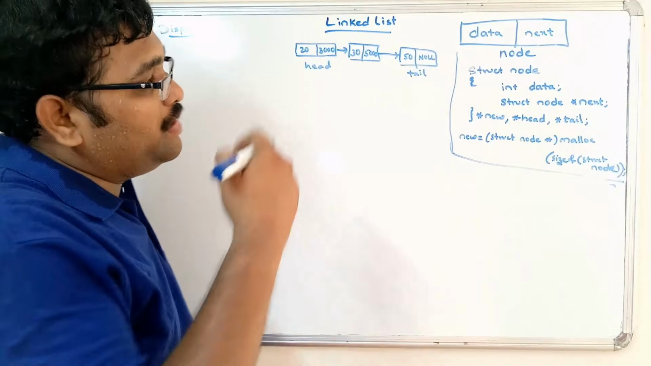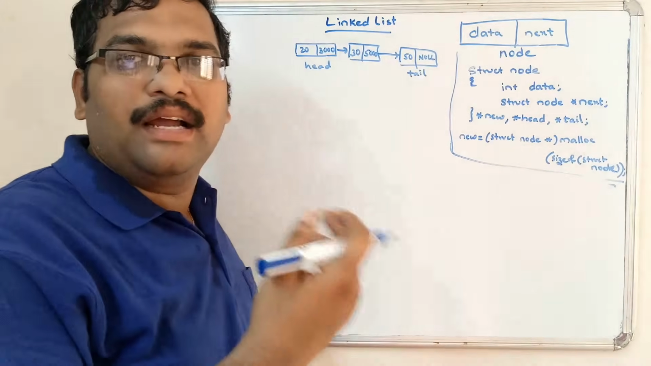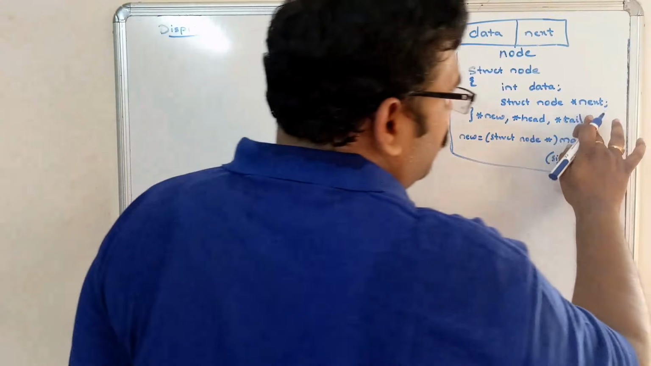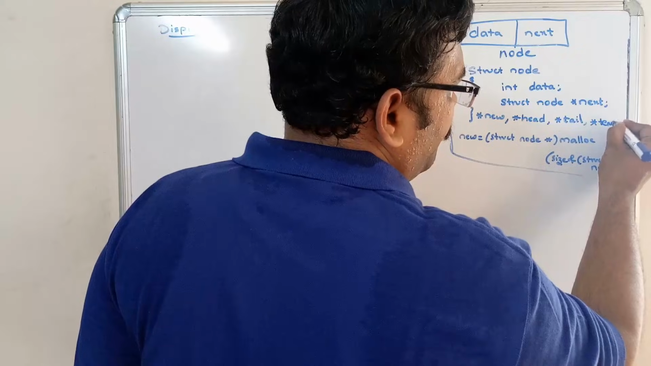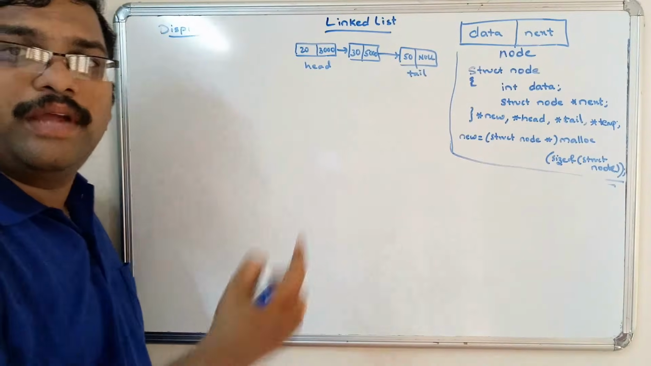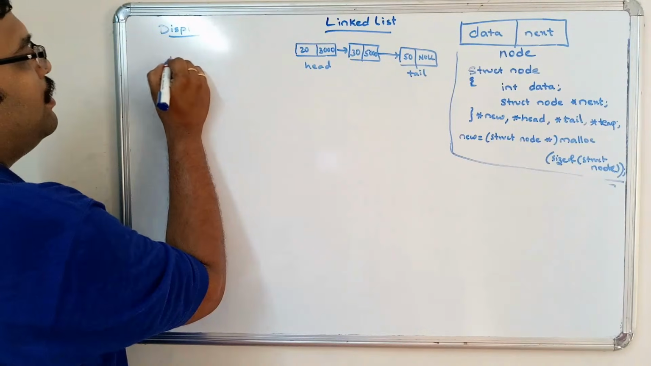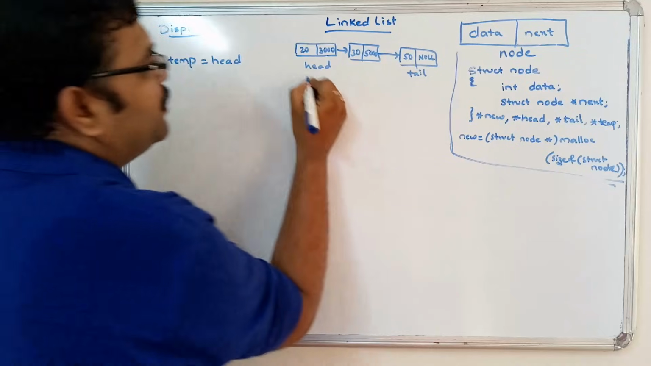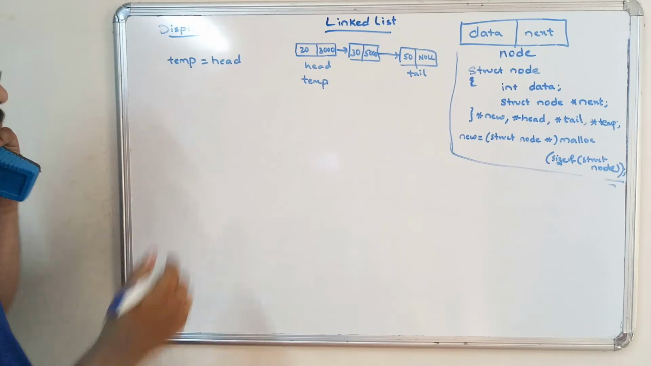Right. So till the head moves to the empty, we have to display every node. For that we will take one more variable called temp. Temp is also similar to head and tail. So first we will assign the head to temp. So obviously the temp will be here.